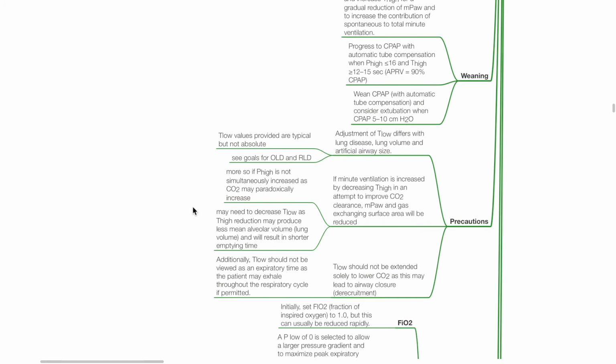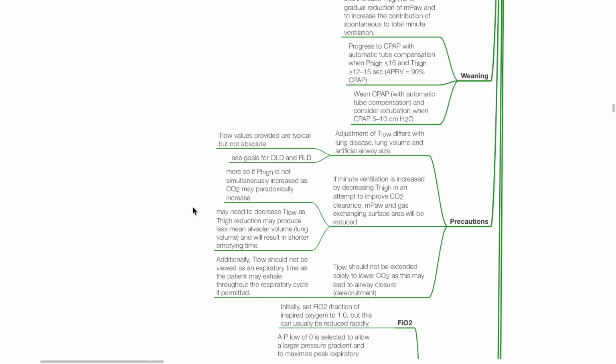Precautions. Adjustment of T-low differs with lung disease, lung volume, and artificial airway size. T-low values provided are typical but not absolute. If minute ventilation is increased by decreasing T-high in an attempt to improve CO2 clearance, mean airway pressure and gas exchanging surface area will be reduced. More so if P-high is not simultaneously increased, as CO2 may paradoxically increase.